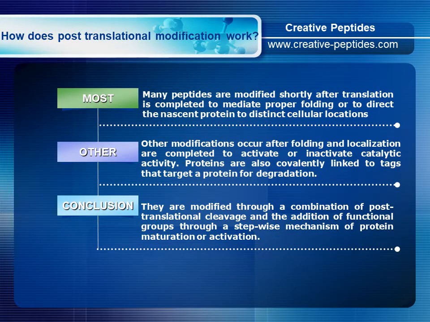How does post-translational modification work? Most peptides are modified shortly after translation is completed to mediate proper folding or to direct the nascent protein to distinct cellular locations. Other modifications occur after folding and localization are completed to activate or inactivate catalytic activity. Proteins are also covalently linked to tags that target a protein for degradation. In conclusion, they are modified through a combination of post-translational cleavage and the addition of functional groups through a stepwise mechanism of protein maturation or activation.